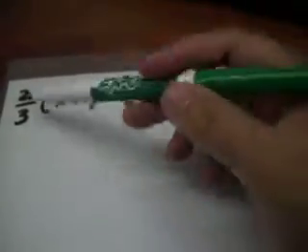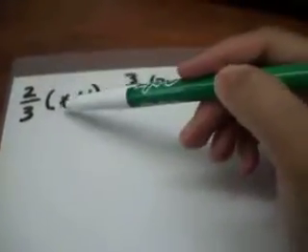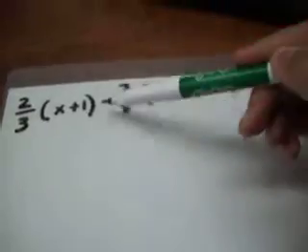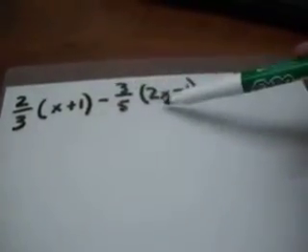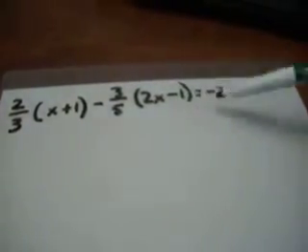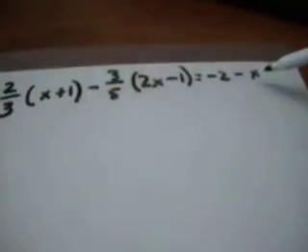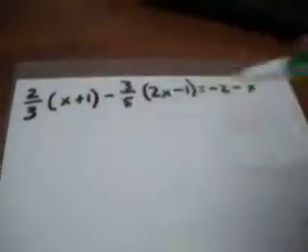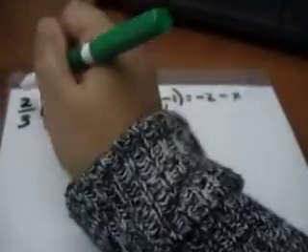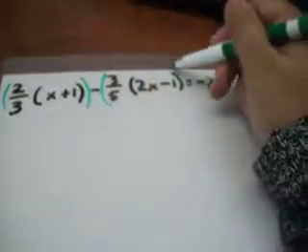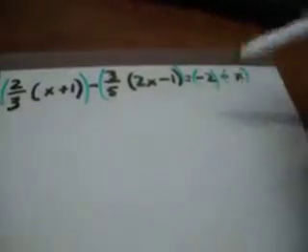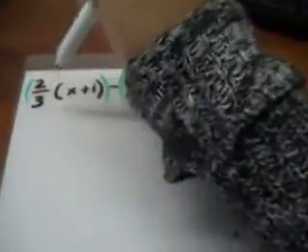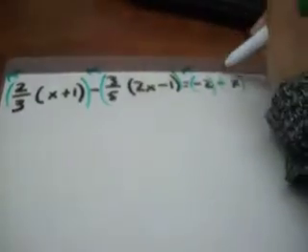Alright, so I have here a fraction 2/3, which is times by (x + 1) minus 3/5 (2x - 1) equals -2 - x. So I'm going to get rid of these fractions by multiplying everything by the LCM. And the LCM of 3 and 5 is 15, so I'm going to multiply everything by 15.